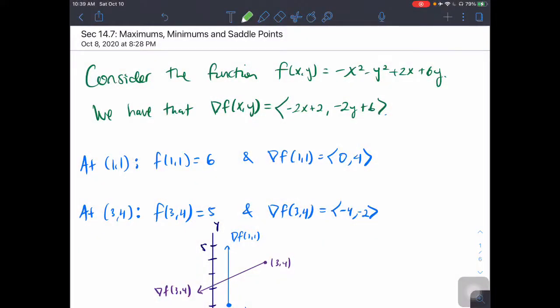Hello everyone. So we're going to start section 14.7 covering maximums, minimums, and saddle points. And before we start, let's just quickly review that in 14.6 we ended with the gradient vector of a function.